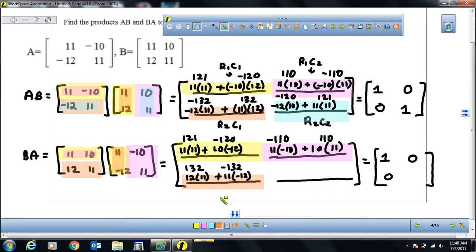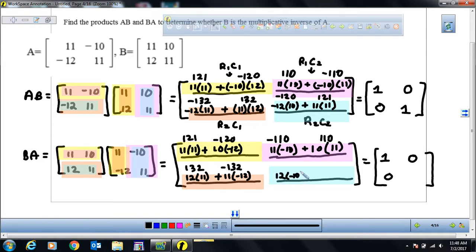And last but not least, this is in the second row, second column, so we multiply the second row, which is this one, times the second column, which is this one. So it would be 12 times negative 10 plus 11 times 11. This is going to be negative 120 plus 121, which gives us a 1.